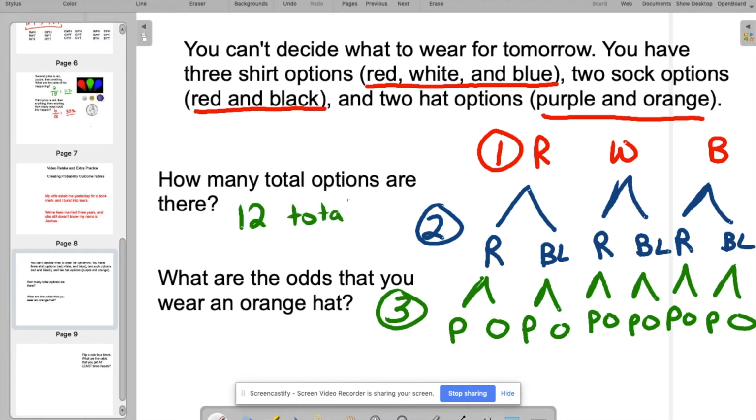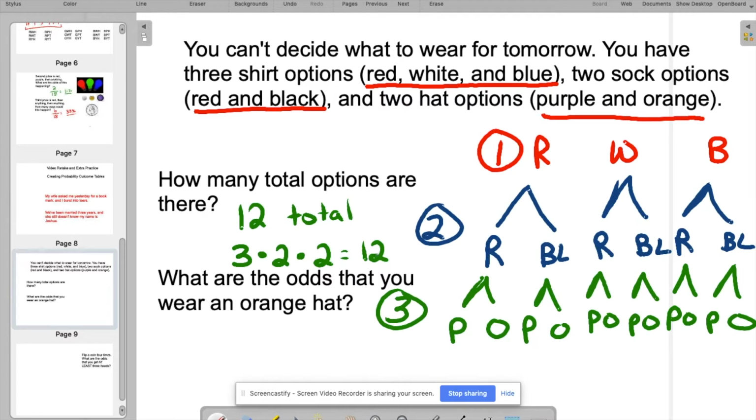And the shortcut for this would be you take the number of options in each event and you multiply it. So we had 3 options in event 1, 2 options in event 2, 2 options in event 3, which is equal to 12, which should be our answer.